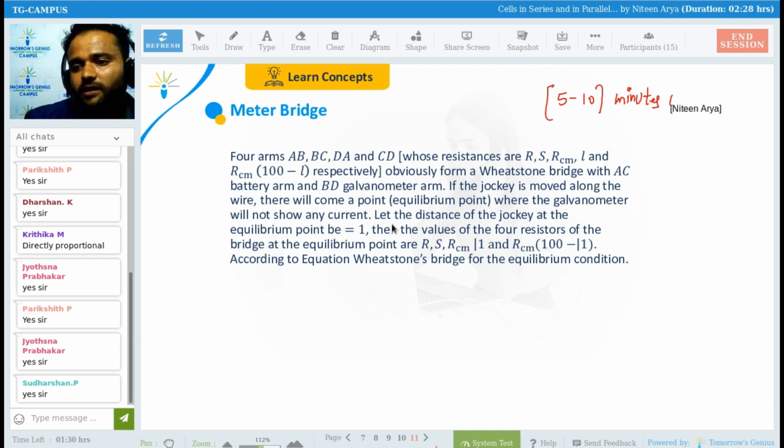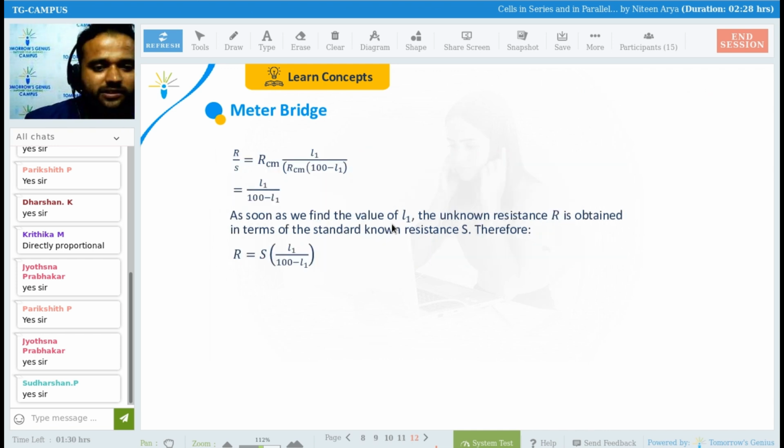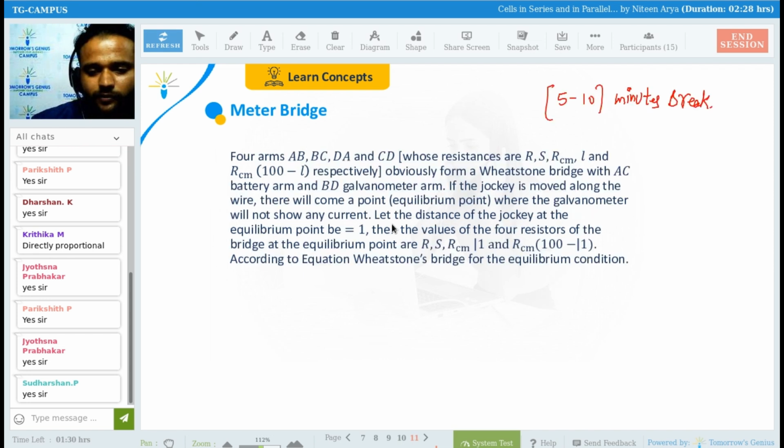Okay, read this, and after the break we are not going to prove this, this is just a fulfilled condition, we already proved it. And after that we are going to do the numericals. Just see you after 5 to 10 minutes.